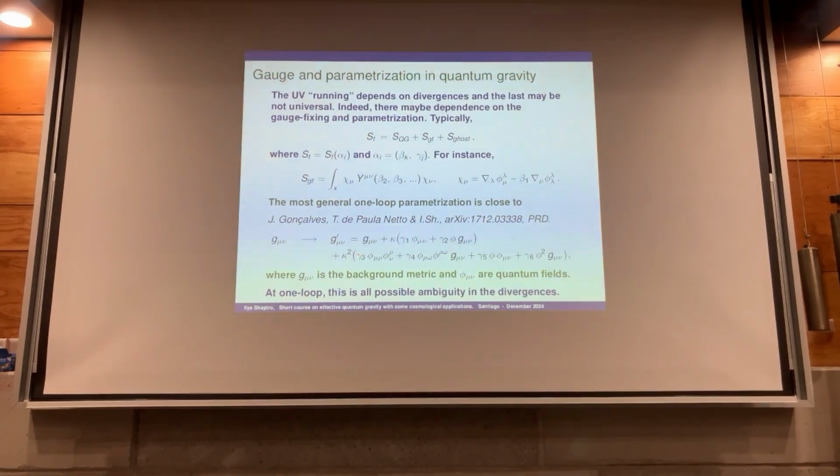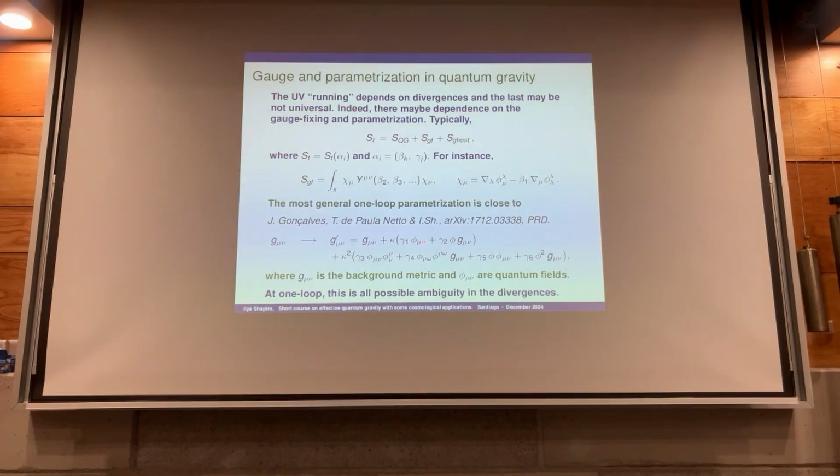And in fact, at one loop, there are 6 different gammas, ambiguities to parameterize metrics. This will be elaborated in this paper with Tiberio and Jefferson Gonzalez. So, it means that we can make some reparameterization. Why did I say that at one loop it's maximally possible ambiguity?